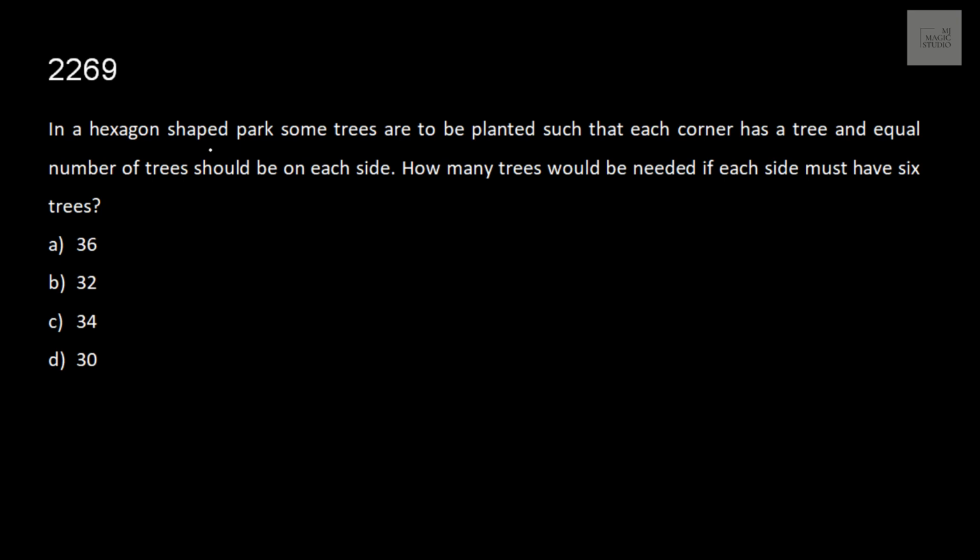In a hexagon shaped park, hexagon shaped means 6 sides, some trees are to be planted such that each corner has a tree. Okay, so each corner has a tree. We have 6 trees here, and an equal number of trees should be on each side. How many trees would be needed if each side must have 6 trees?